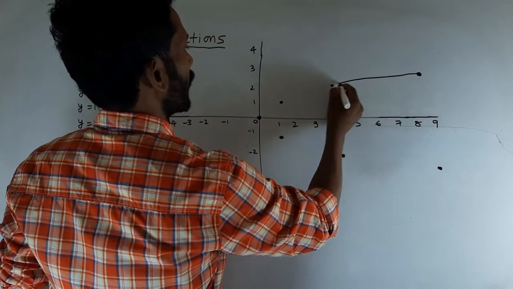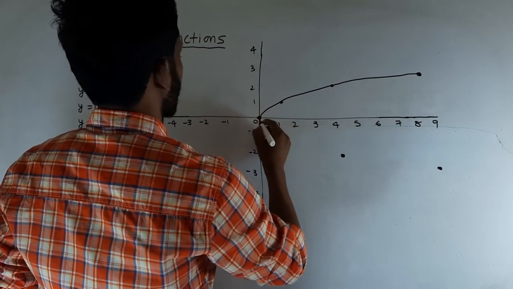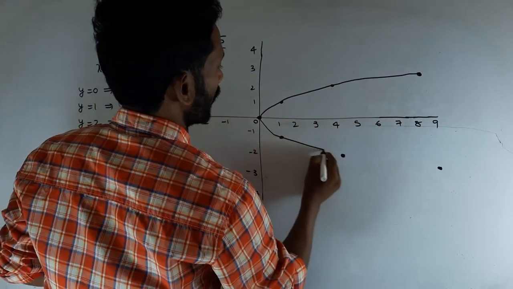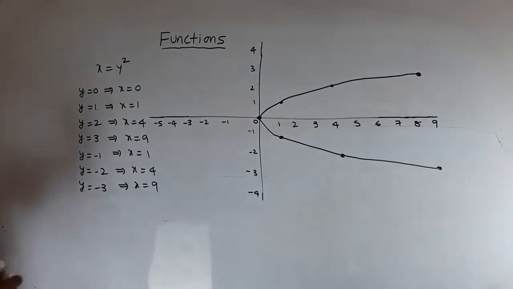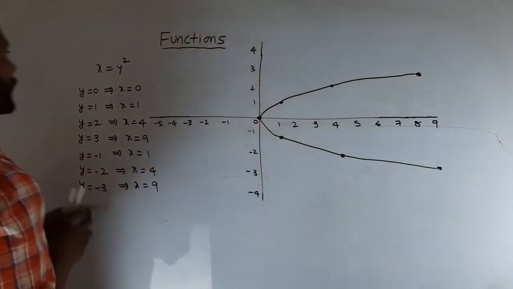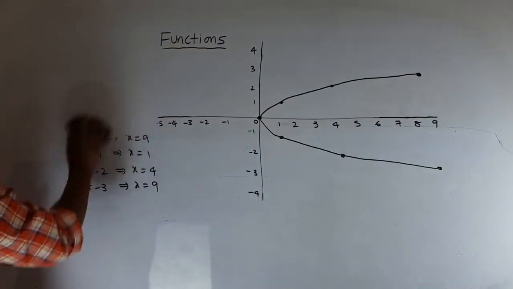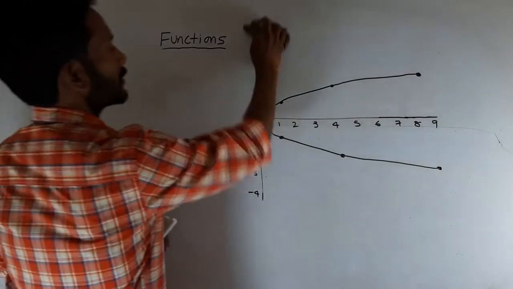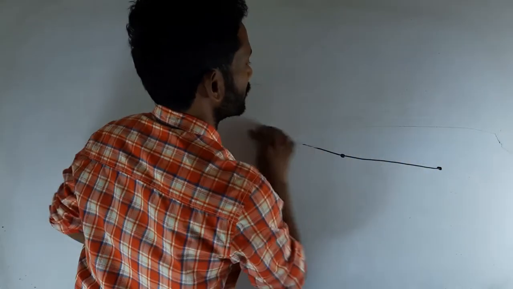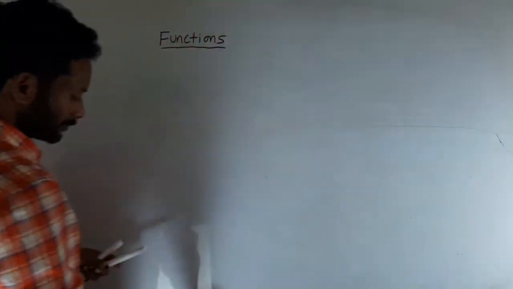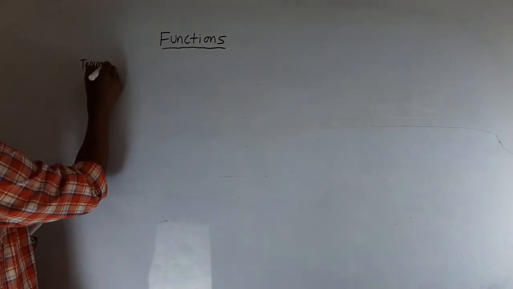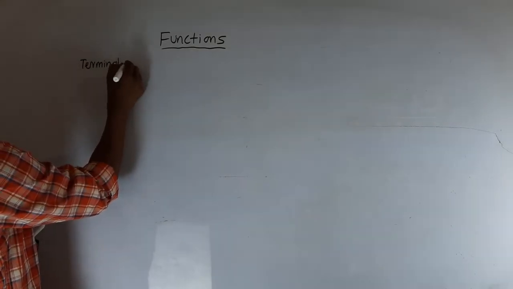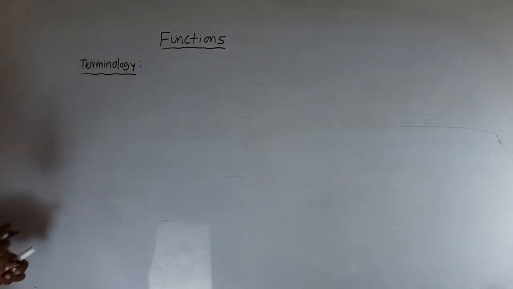This is the graph of x equals y square. Next we are going to discuss terminology. Okay. Terminology, domain.